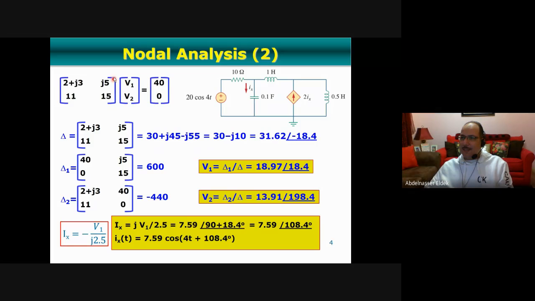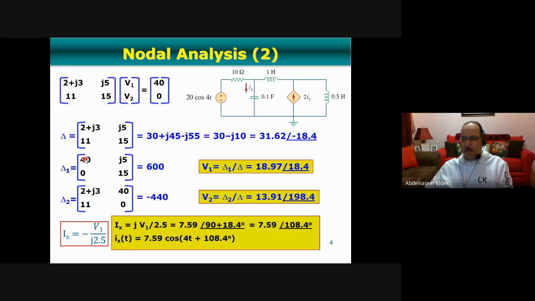Then delta 1 is the same as this one, but you replace the first column by the constants. So here we have 40 and 0; replace this one by 40 and 0. For delta 2, you replace the second column, J5 and 15, by the constants 40 and 0. And then you calculate delta 1 and delta 2 the same way.